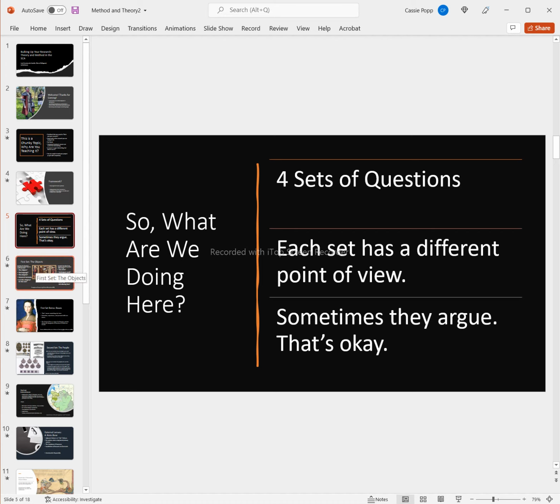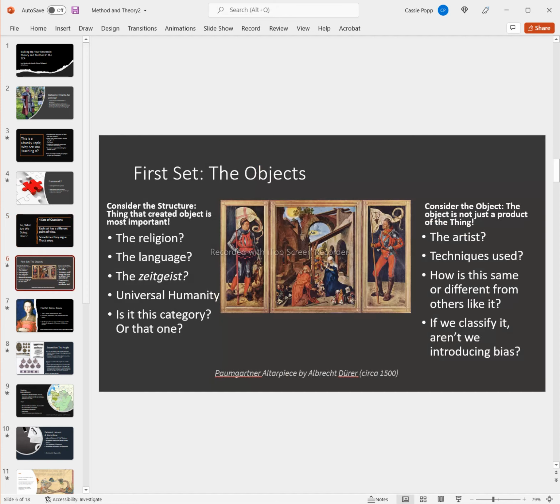So, starting with our first set of questions. The image on the slide is the Baumgartner altarpiece created by Albrecht Dürer in the latter part of the Renaissance period in 1500, and we're going to consider the set on the left first. For the first set, it really wants us to consider the overarching structures that created this art piece. And so Dürer was an artist who was not only a painter, but also famous largely for his woodcuts and his role in the mass printing of art. And we want to first start beyond the artist and look at the period that he was working in.